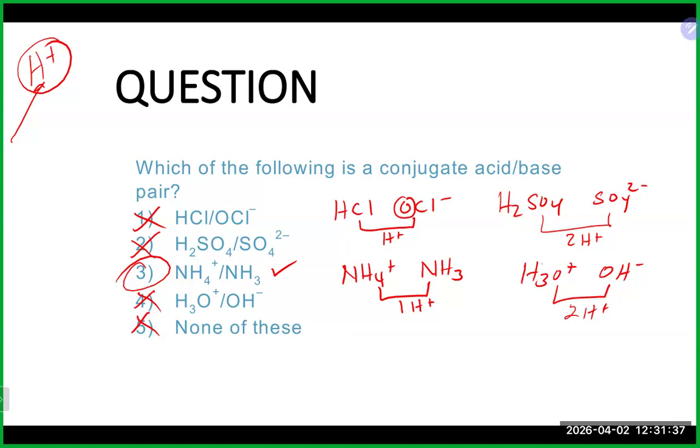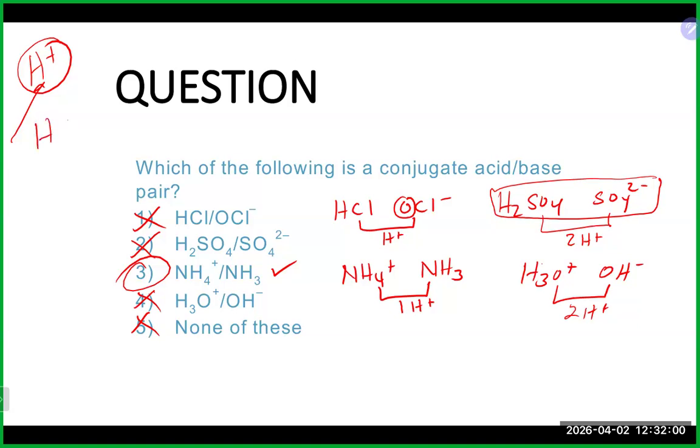Any questions on that? Now, the question may be, aren't these things related to each other? And the answer is they are related to each other, but not as Bronsted-Lowry conjugate base pairs. H2SO4 is a strong acid. It is also a diprotic acid, which means it has two hydrogens to give, right?